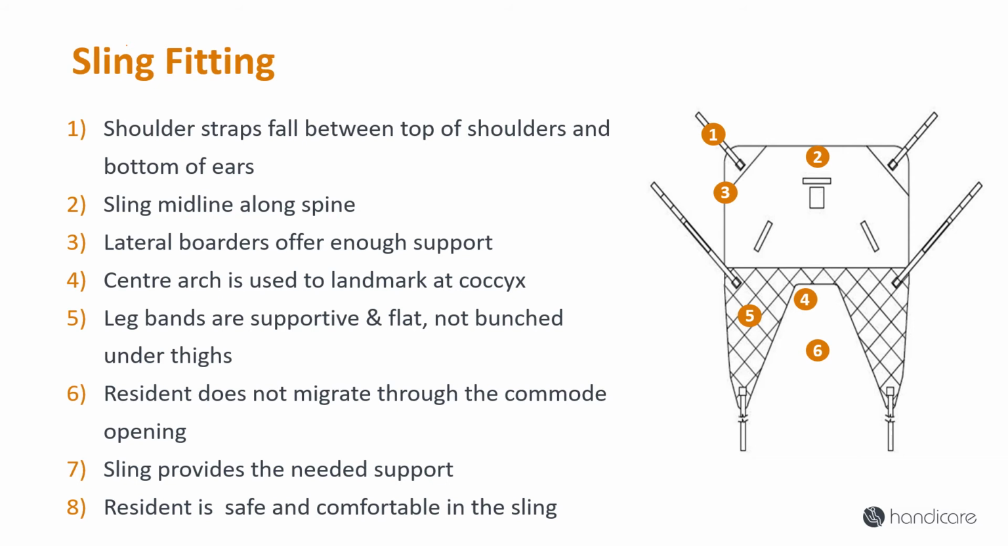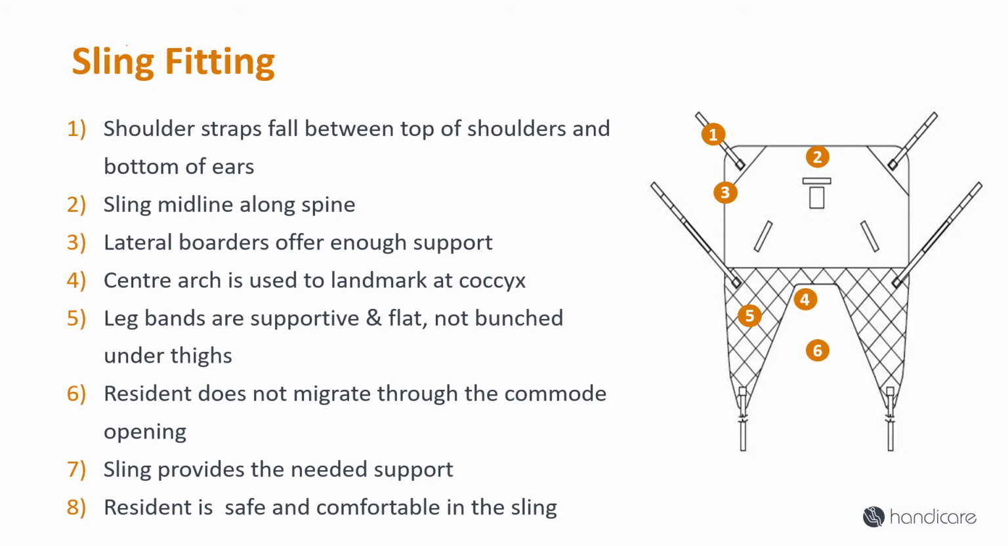Check, are the leg bands equal on both sides? If not, check that the sling has been properly landmarked. When the leg bands have been applied under the thighs, ensure that you have at least 3 to 4 inches of fabric on the inside of the thighs to prevent the straps from irritating the skin. Ensure the leg bands are supporting the resident under the thighs and that the leg bands are flat and not bunched up.